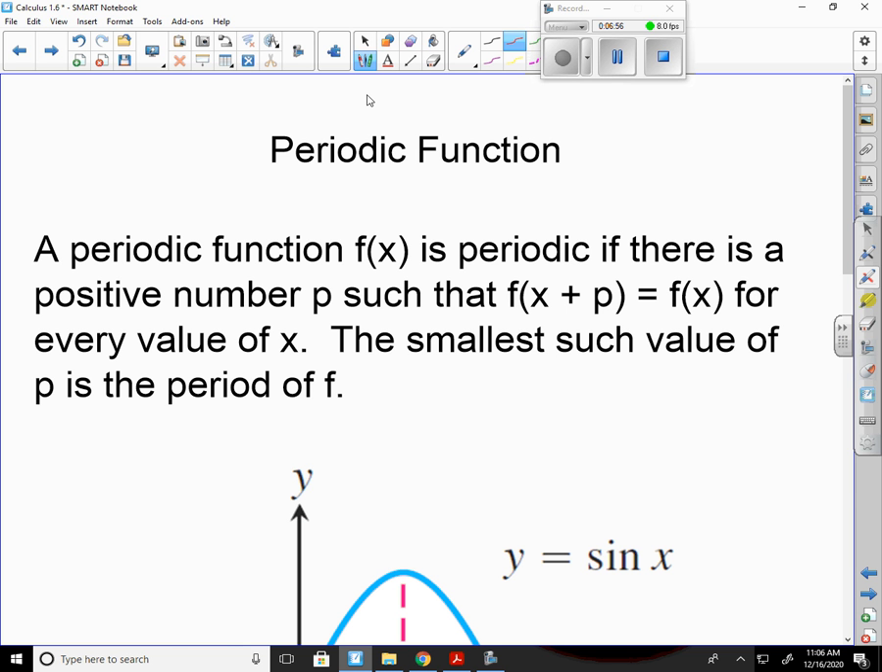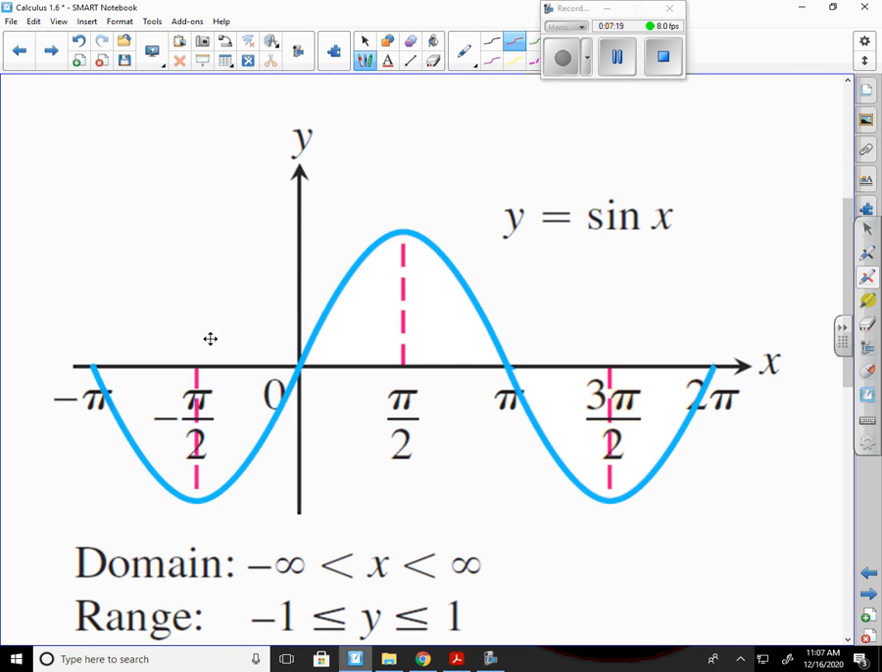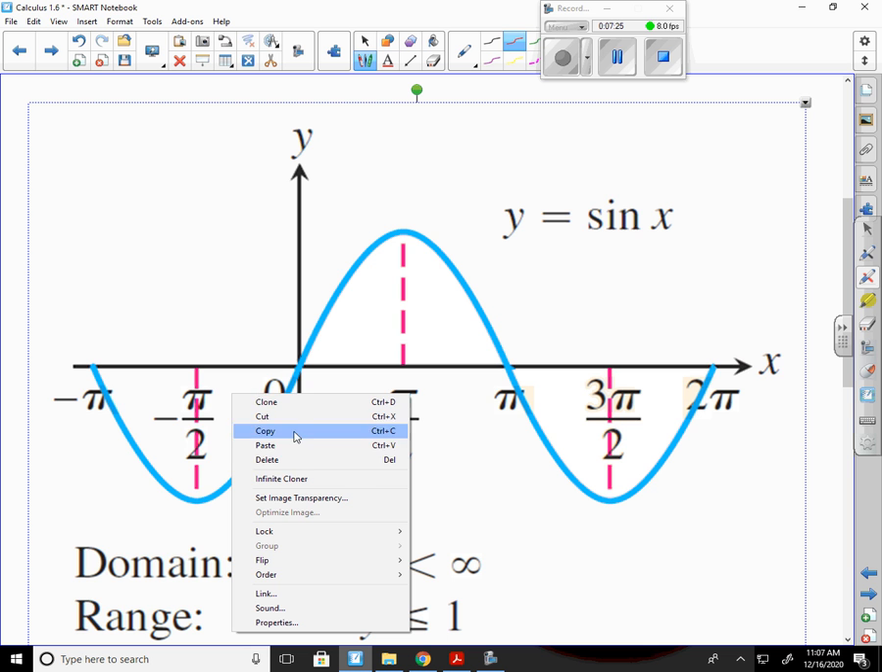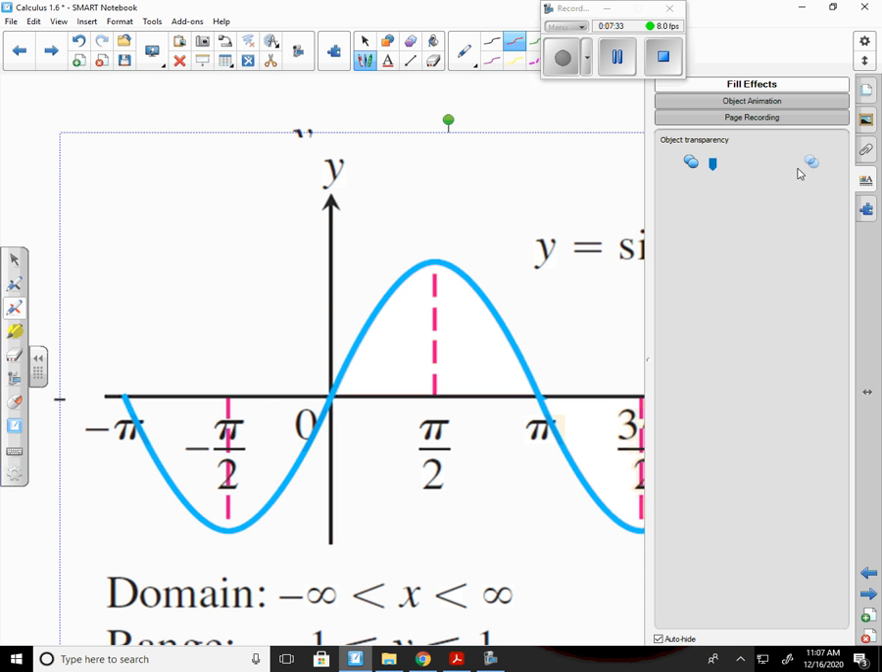A function f of x is periodic if there's a positive number p such that f of x plus p is equal to f of x. So if I pick the whole thing up and move it over a certain amount, it looks exactly the same. The smallest such value for p is the period of f. So if I'm looking at my sine function here, if I take this part of the sine function, I'm going to clone this, I'm going to make this one semi-transparent, I think.